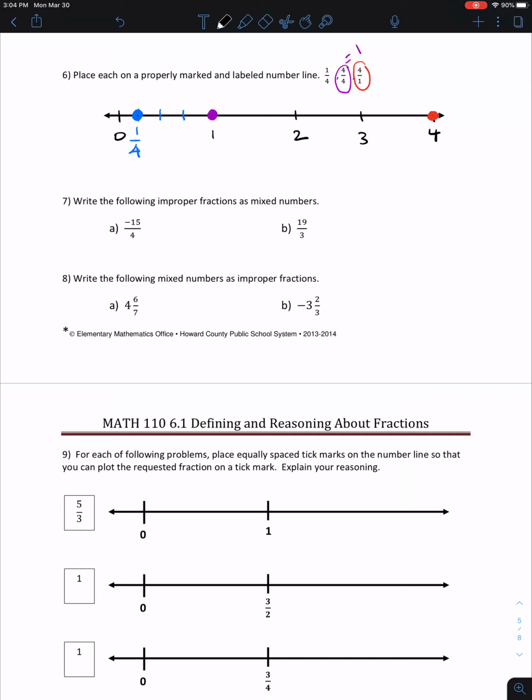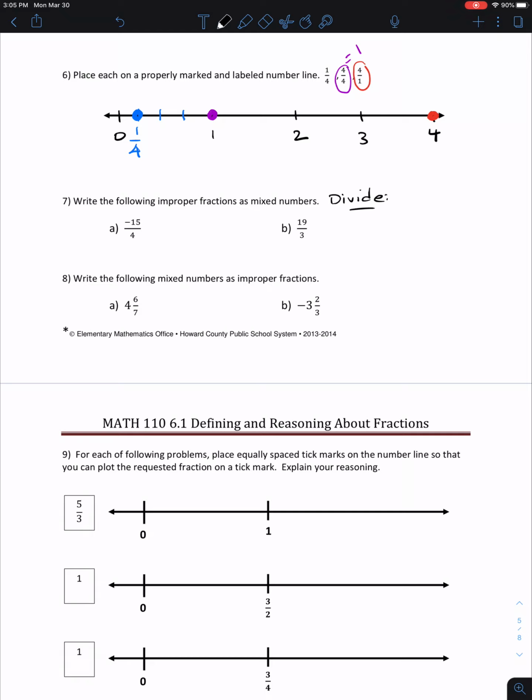All right, so now what we want to do is kind of go back and forth between writing improper fractions as mixed numbers and then mixed numbers as improper fractions. So you may remember this from another class, but if not, I'll go through and show you how to do this. So if we want to write an improper fraction as a mixed number, what we have to do is divide. And so I'm going to do A for each of these, and I'll let you guys do B.